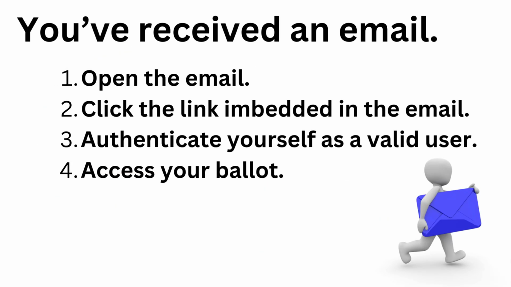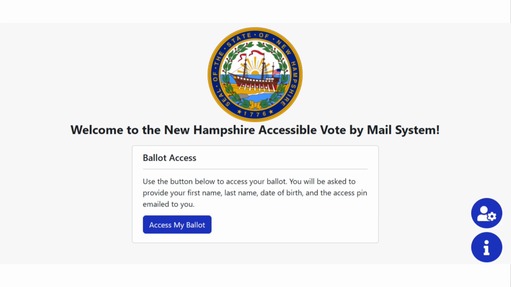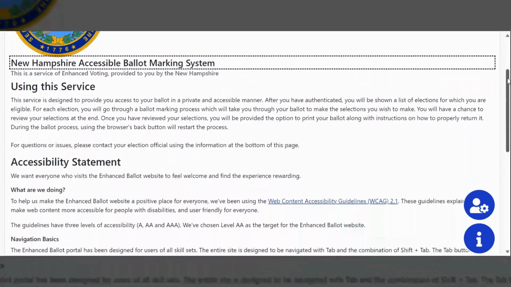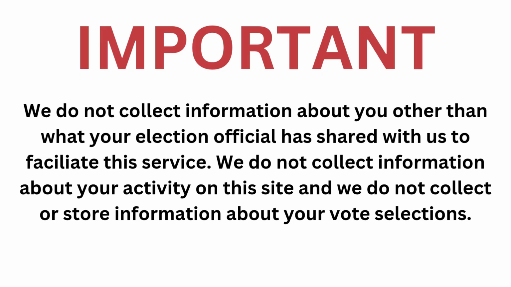In order to vote electronically, you must use the email link to access the system, where you will need to authenticate yourself as a valid user before you can begin voting. Before you authenticate yourself, there's some good information to know about what you'll find on the Accessible Electronic Absentee Ballot homepage. At the lower right portion of the page, there are 2 buttons. One is a link which opens up to provide information about the system and also about navigating with a screen reader.